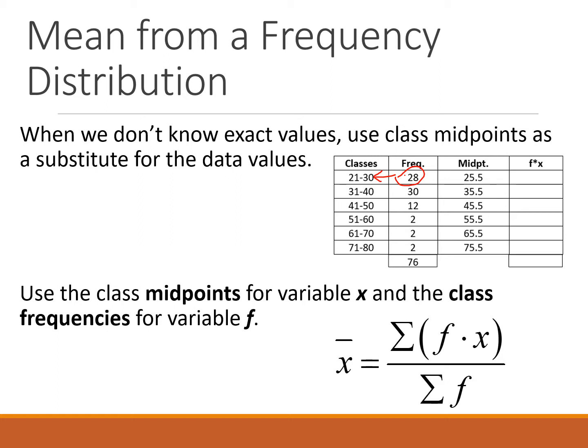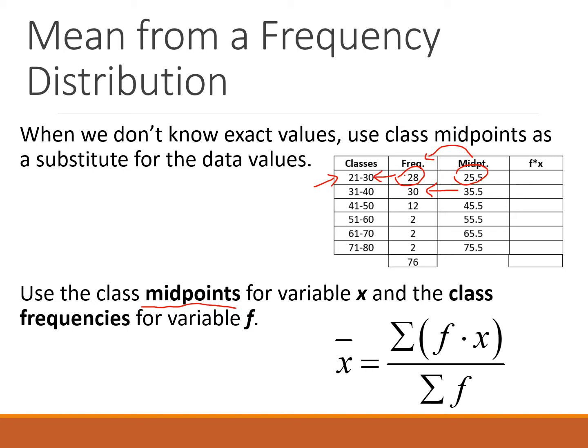If we wanted to find a mean of this distribution, we need to have something to represent those 28 values, and we're going to use the class midpoint for all 28. So the midpoint of 21 to 30 is 25.5. So we count this as the value for all 28 of the data elements in that first class. Okay, we count 35.5 for all 30 that are in the next class, etc., etc.